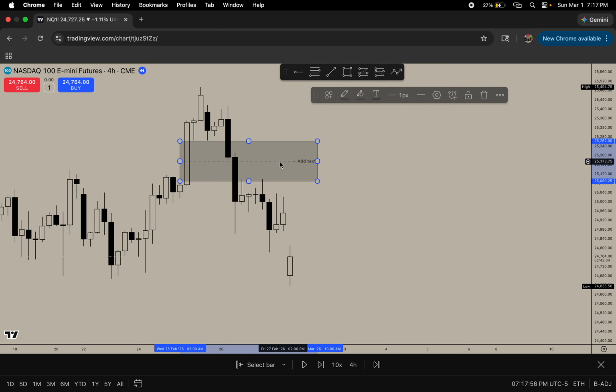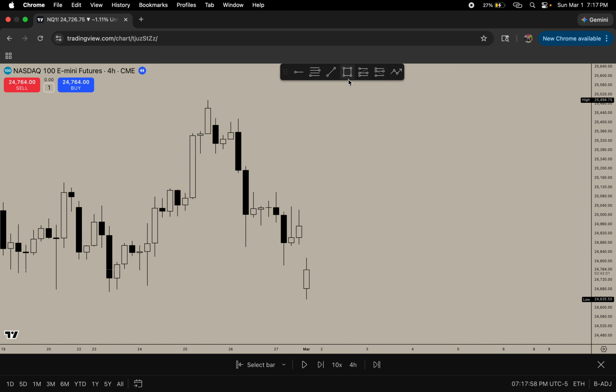Okay, so let me explain how to draw them. Whenever you see a gap in a price point, here's another one.